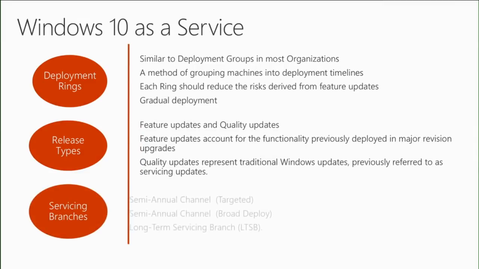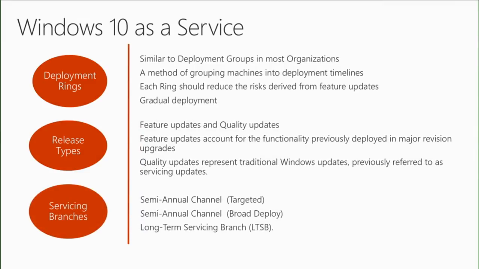So with Windows 10 as a service, the idea is that the builds are released as deployment rings, similar to deployment groups that you might have already. For those of you that have a process in place where you're first going to have some test users, maybe it's IT in the beginning. We normally use IT as our guinea pigs. So you're going to group your machines into deployment timelines where you have deployment rings. Each ring would reduce the risk of a particular deployment or feature update. And then you can gradually increase or release those builds within your company.